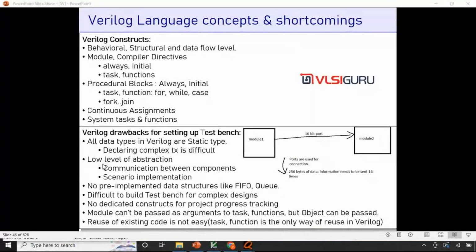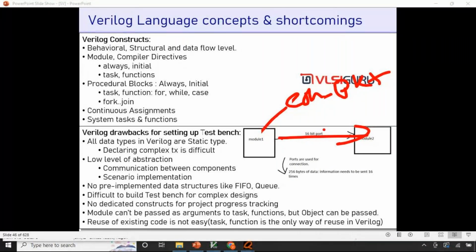Next. The problem with Verilog is its low level abstraction. It works at a low level. So the communication between components, scenario implementation happens at low level. What is meant by low level is, let's say, I want to give one packet, let's say an Ethernet packet. You might be aware of a little bit of Ethernet packet. It will have preamble, SOF, destination address, source address, the length, payload, CRC. There are almost 7 fields up there. It's a very big packet. In Verilog, you can't give the whole packet at once. You have to give on a vector by vector basis.